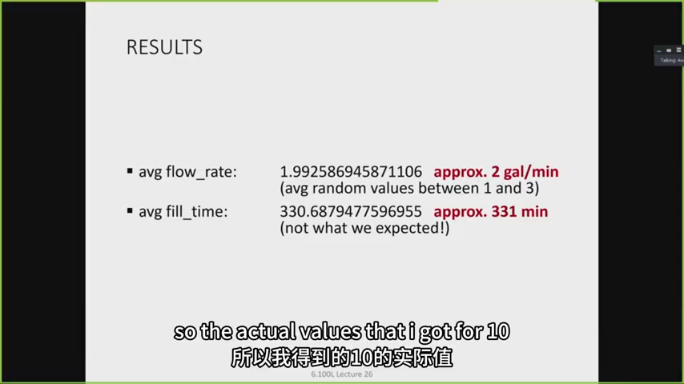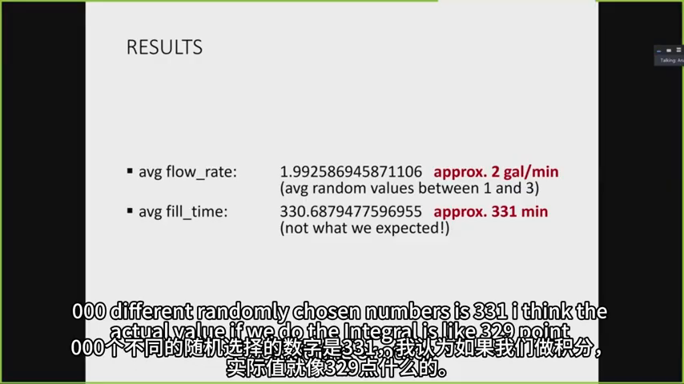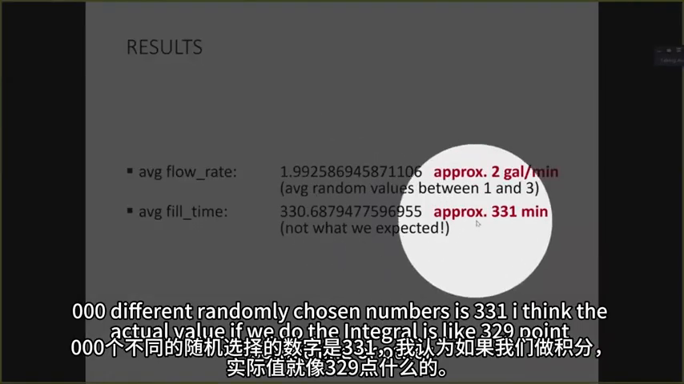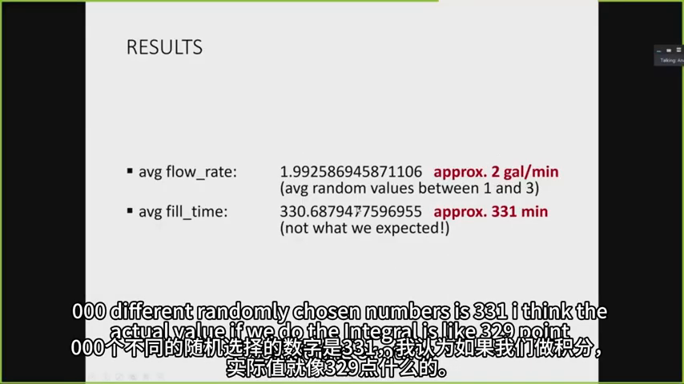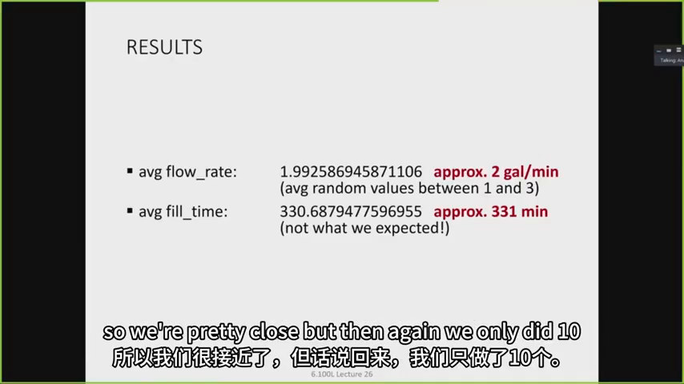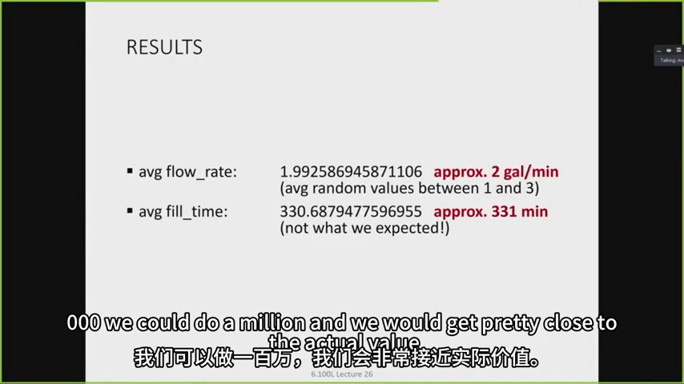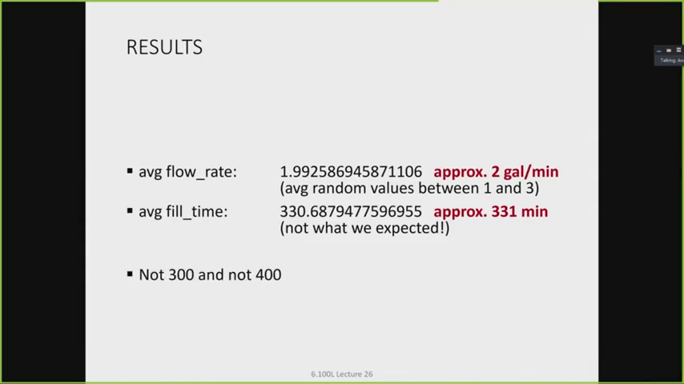So the actual value I got for 10,000 different randomly chosen numbers is 331. I think the actual value, if we do the integral, is like 329 point something or other. So we're pretty close, but then again, we only did 10,000. We could do 1,000,000, and we would get pretty close to the actual value, right?